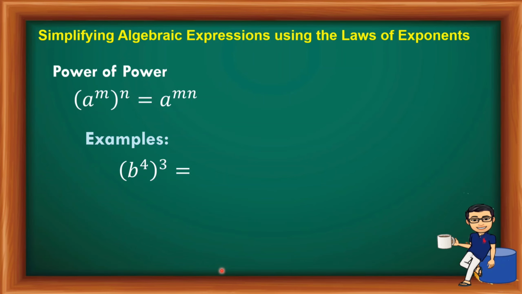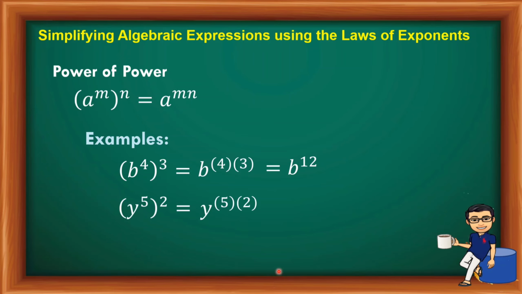Therefore, i-multiply ang 4 at 3, kaya magiging b raised to 4 times 3, and that will be equal to b raised to 12. Okay? Next, y raised to 5 times 2. So we are going to rewrite it this manner. Kaya 5 times 2, kaya magiging y raised to 10. Okay, that's all about the power of a power.